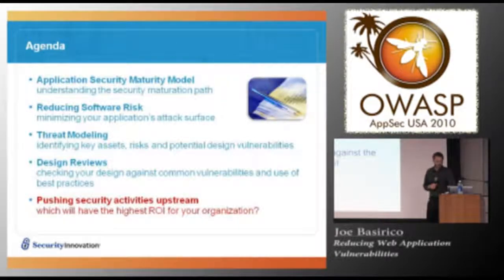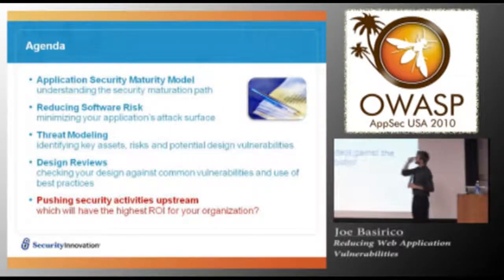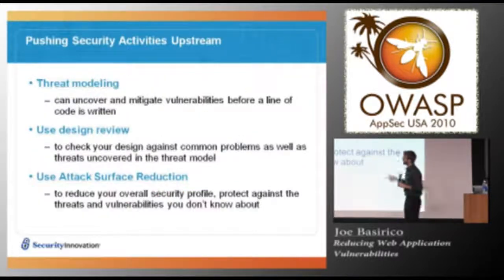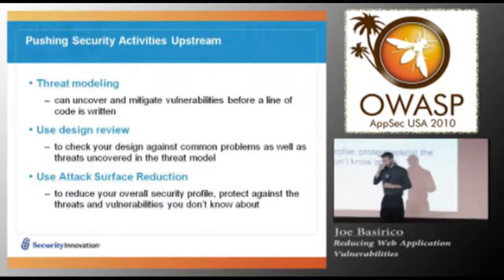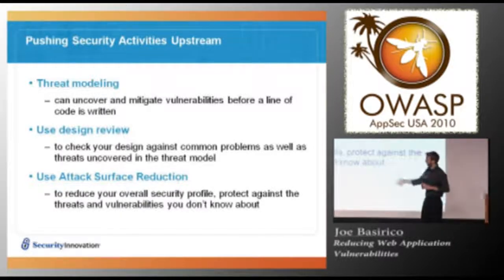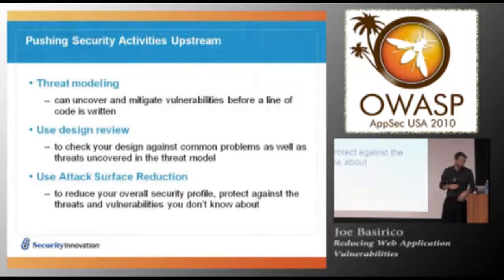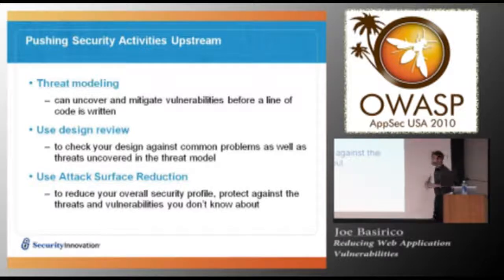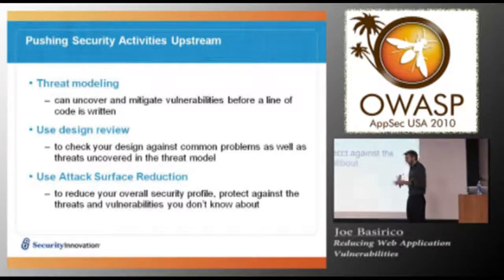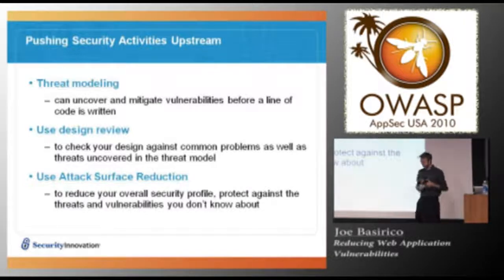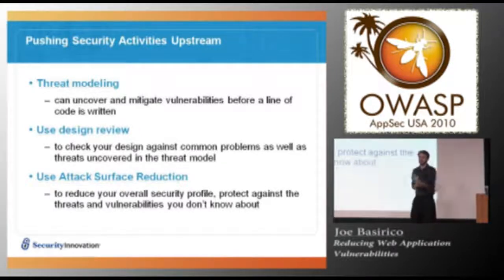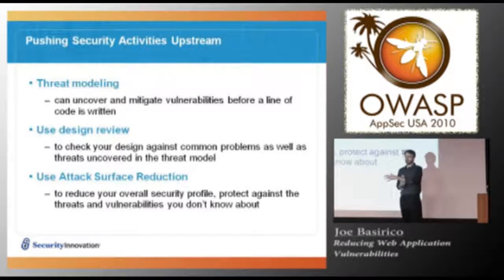So finally, we're going to talk about pushing security activities upstream. So threat modeling, design review, and attack surface reduction. We're going to use each of these things in order to reduce the overall security profile of our system and increase the overall security. So for threat modeling, we're going to start to uncover vulnerabilities before they even happen, right? One of the neat things about threat modeling is we're doing it so early, there may not be any code yet. But we can anticipate these vulnerabilities and mitigate them before they become an issue, which is huge, right?